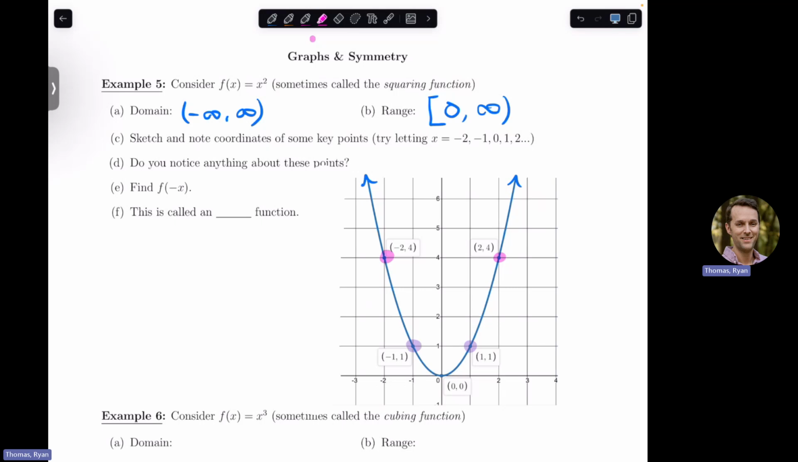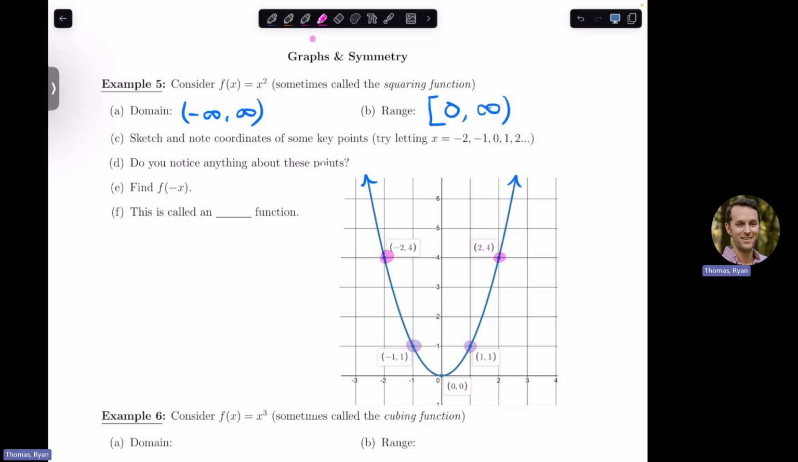Positive 2 means go 2 that way. Negative 2 means go 2 that way. Okay? So positive 2 and negative 2, I think of those as opposites of each other. Their center, the middle, is 0, right? That's what's halfway between them. So that's the y-axis. Here's the y-axis. This point and this point are mirror images of each other relative to the y-axis.